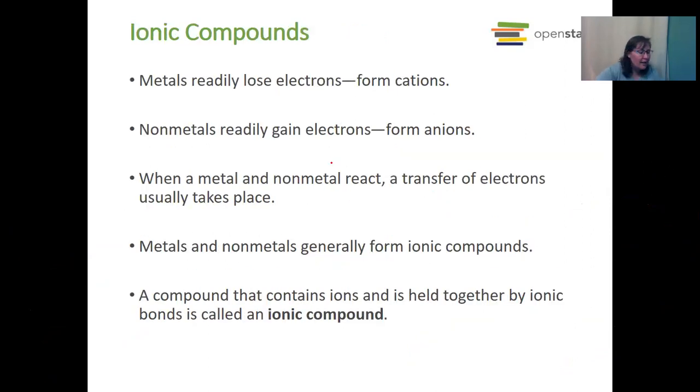Okay, so let's take a look first at our ionic compounds. Metals readily lose electrons to form cations. Non-metals readily gain electrons to form anions. When a metal and a non-metal react, transfer of electrons usually takes place. Metals and non-metals generally form ionic compounds.